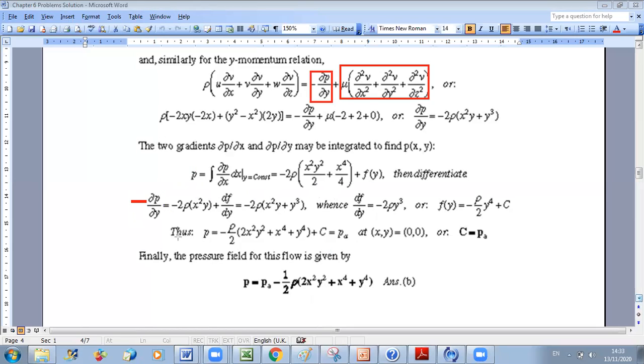That's the whole idea: we worked on minus del p by del y, and they worked on plus del p by del y. That is why their result was minus 2 rho y cube, while ours was plus 2 rho y cube, because our f is the opposite of theirs. But when you replace back, when you take this minus to the other side, you will get the plus. Okay.